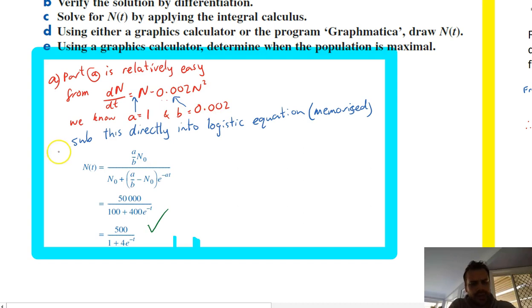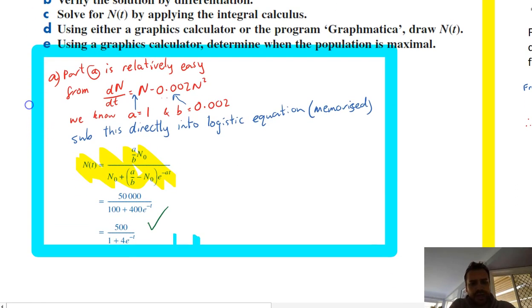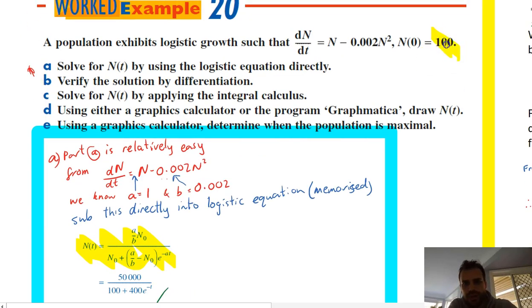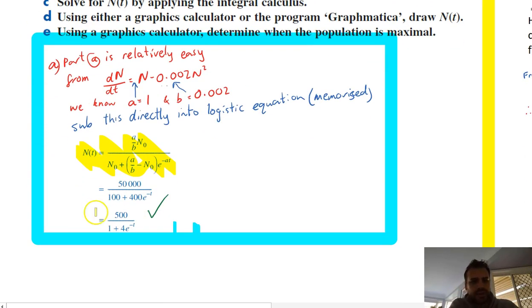All right, so this is something you pretty much have to memorize because we're subbing that directly into the logistic equation. That's the logistic equation. So really, you just need to memorize the logistic equation. It might appear on a formula sheet, but probably not. And then you're subbing in a, b, and N0, which in this case was 100. Sub it all in, and we've now got a function 500 over 1 plus 4e to the negative t.